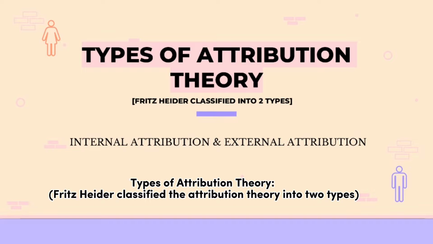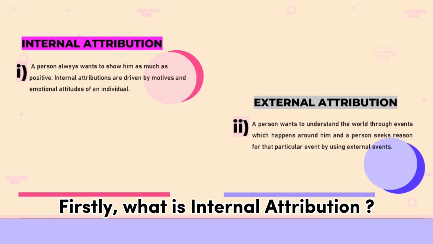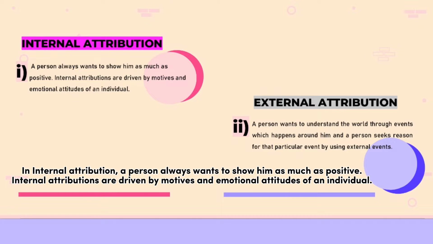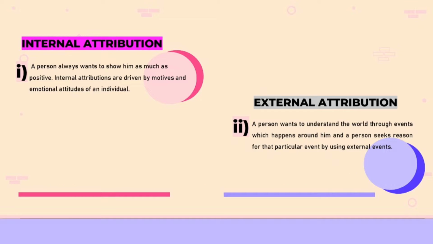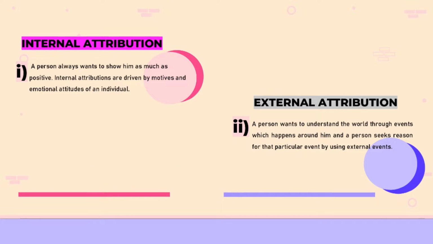Types of attribution theory. Fritz Heider classified the attribution theory into two types, which are internal attribution and external attribution. Firstly, what is internal attribution? When a person is questioned about a certain action, the person needs to explain the reason for the action. In internal attribution, a person always wants to show himself as positive as possible. Internal attributions are driven by the motives and emotional attitudes of an individual. Secondly, external attribution. A person wants to understand the world through events which happen around him, and seeks reasons for that particular event by using external events.